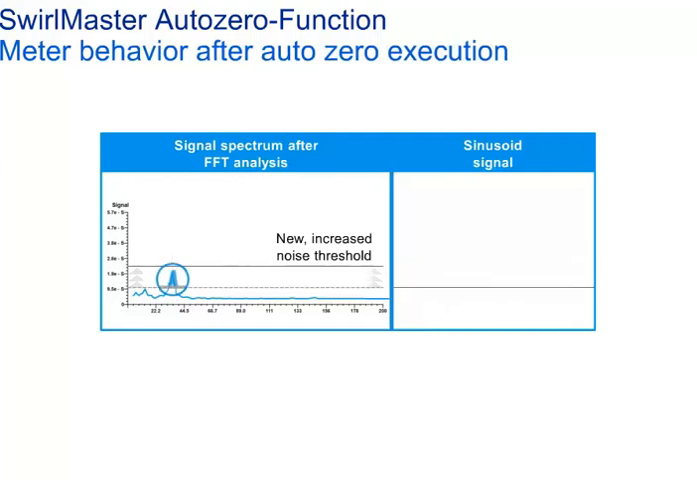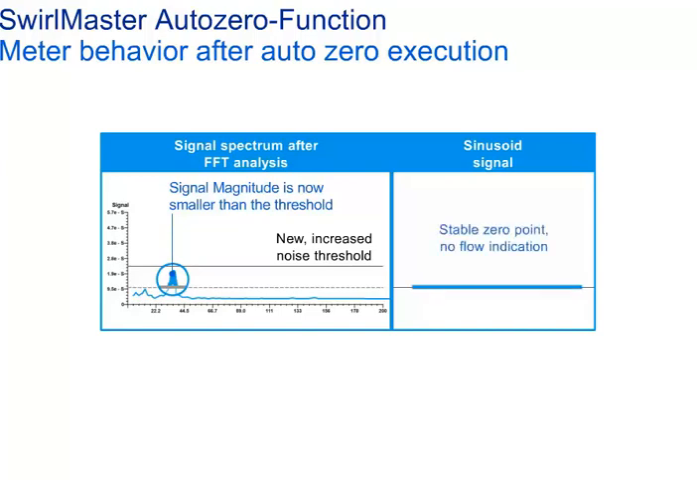This could result in a lower overall sensitivity of the device, but helps to have a stable zero point at no flow condition. Auto zero can be executed and repeated when the conditions change by hand or by the display buttons. The noise threshold can be adapted by hand if necessary.